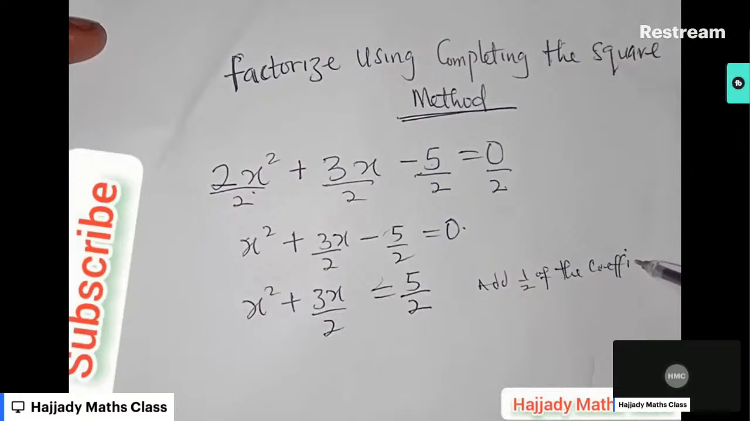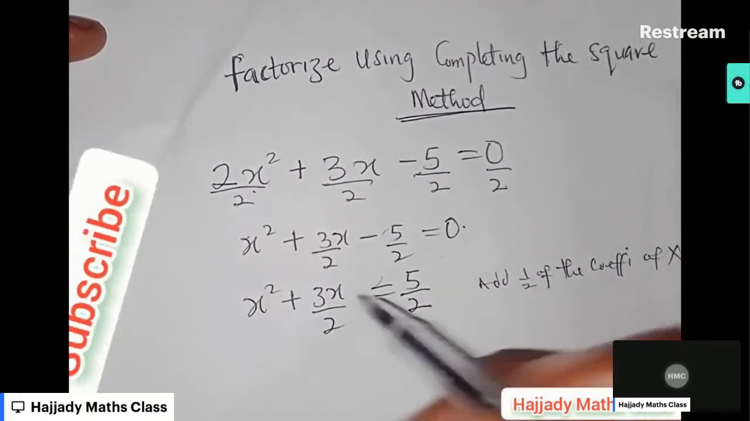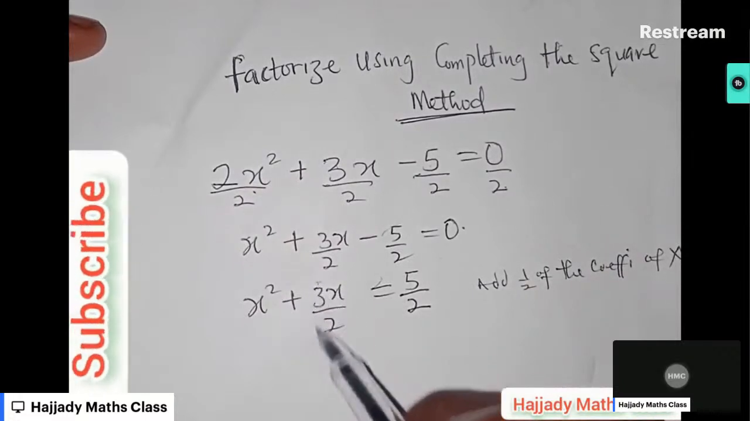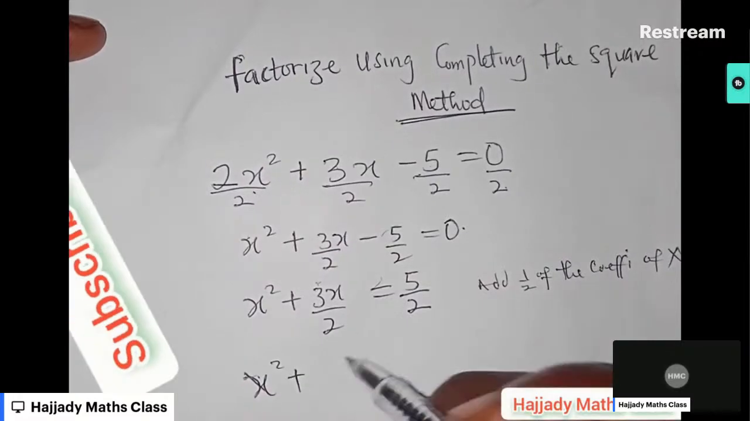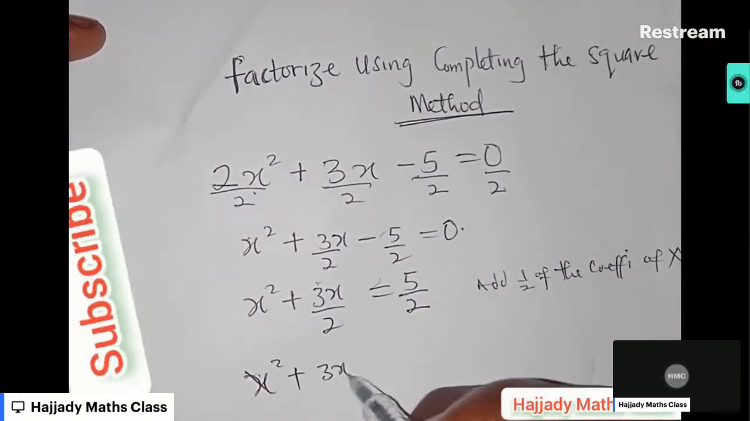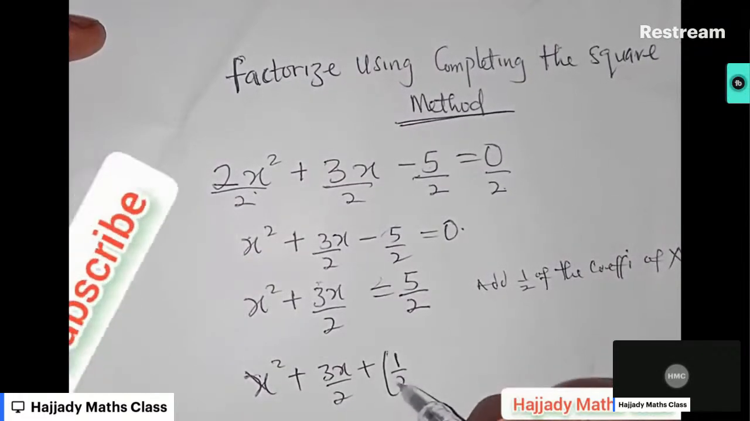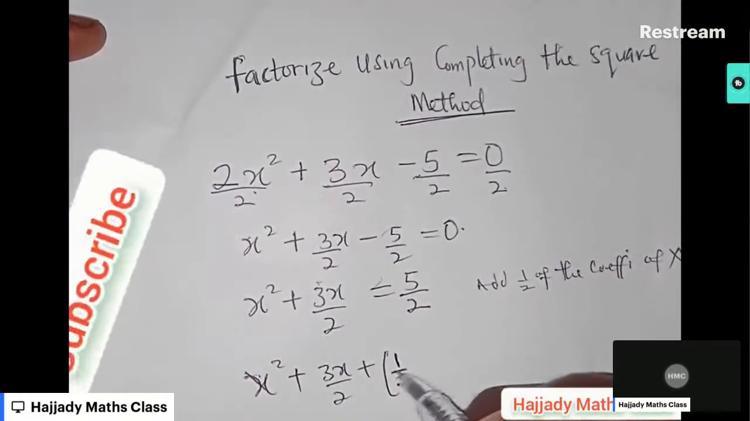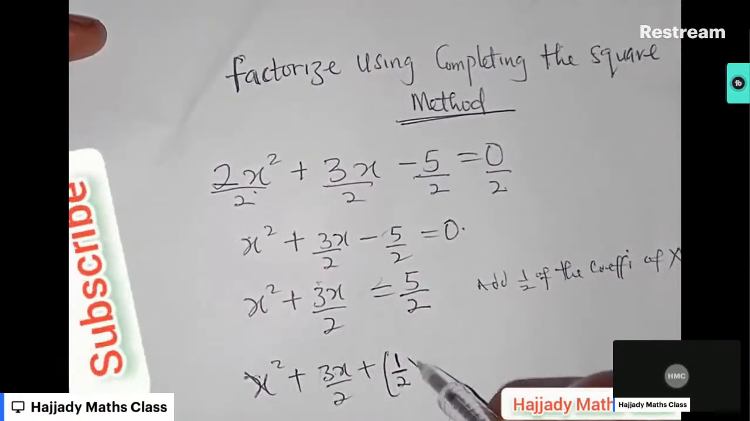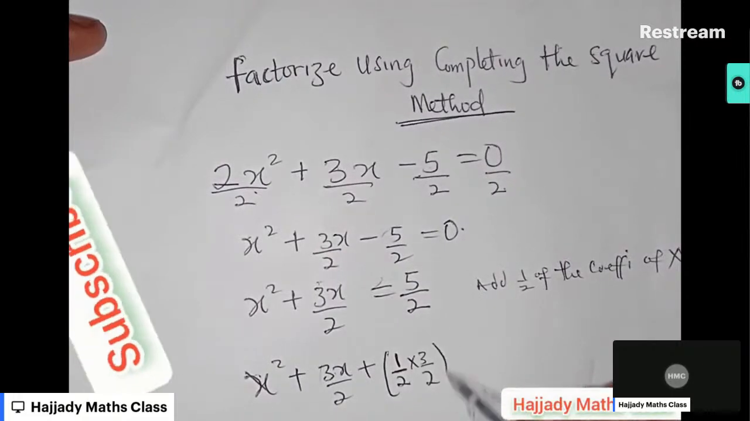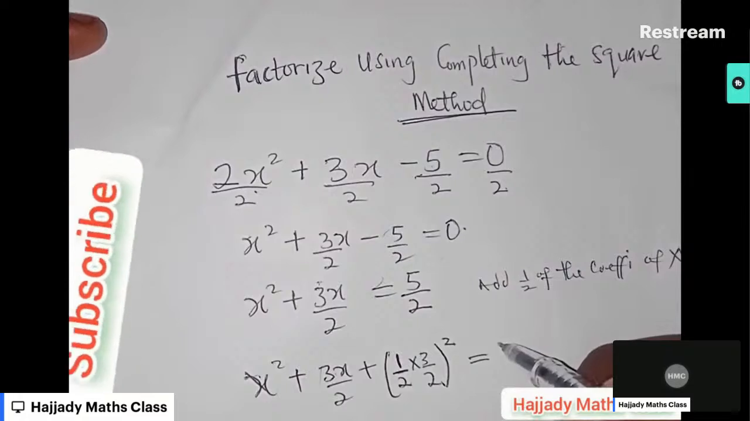Okay, add half of the coefficient of x to both sides. The coefficient of x here is 3 over 2. So we have x squared plus 3x over 2 plus the half of the coefficient. So we are multiplying: half times what is here, which is 3 over 2, and we are going to square it. The same thing will be done to the right hand side.